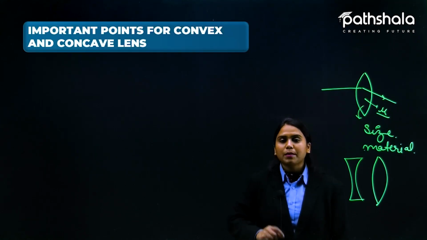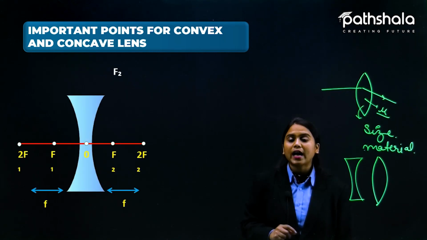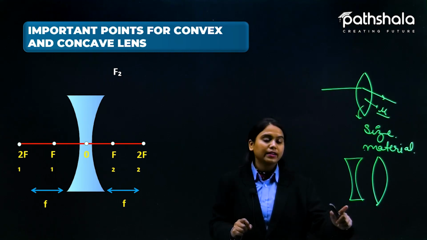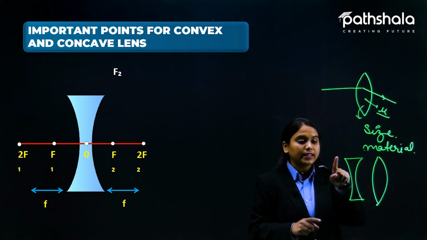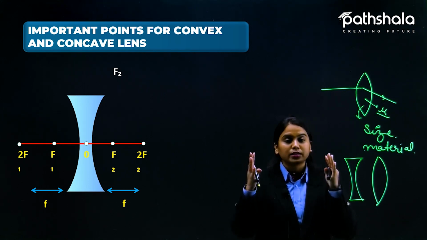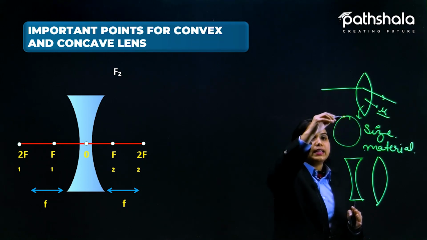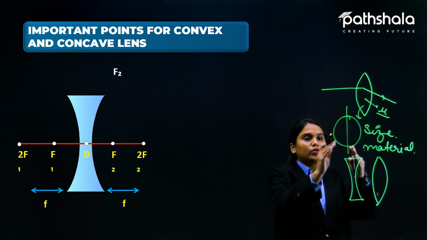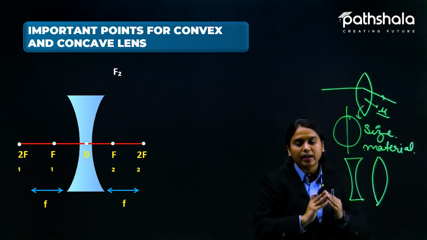Now let us see some important points for convex and concave lenses. You know that this is a concave lens and we have two spherical surfaces, as I have told you. This spherical surface and this spherical surface must be parts of a single big sphere. Let's suppose this was the sphere, and if I cut it like this and shift it together to this side and join it like this.